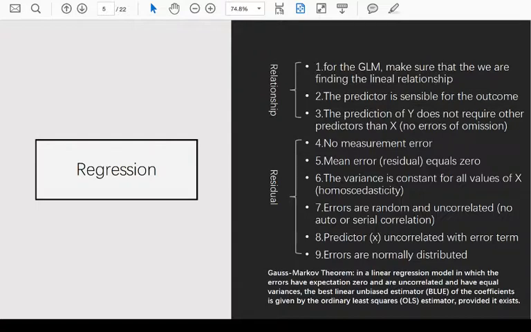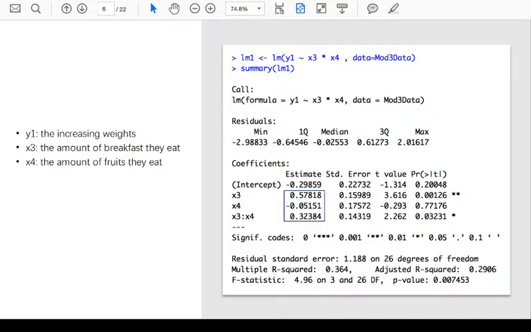There are some assumptions of regression. One part is the relationship: for the GLM, we can only describe the linear relationship. We also need to make sure that the predictors and the outcomes are logical. Another part is about residuals or errors. This is the most important part for regression, or even in the GLM, because the Gauss-Markov theorem talks about this. Only if we meet these assumptions about errors can we get the best linear unbiased estimate. I will do this in the later diagnostic parts.